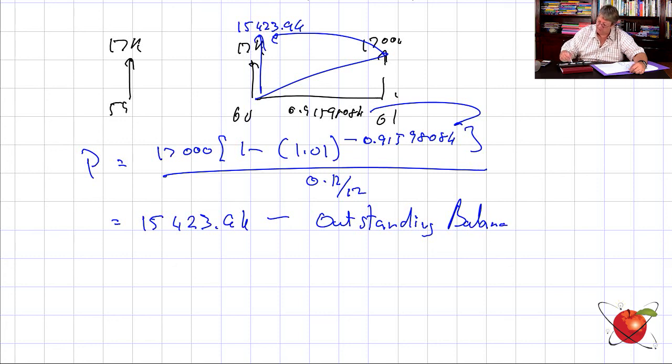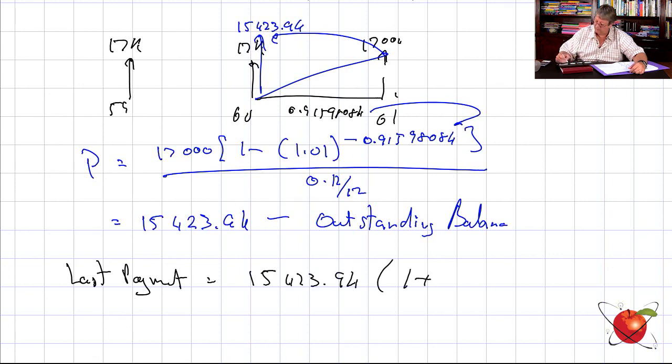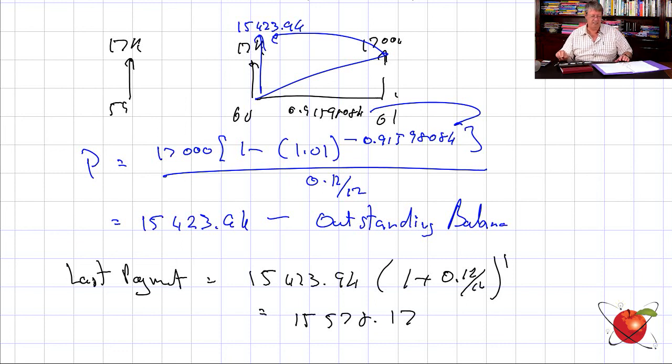Therefore, my last payment is, add in a month's interest: 15,423.94 times (1 plus 0.12 over 12) to the 1. 1 month is 15,578.17 that I owe right at the end.